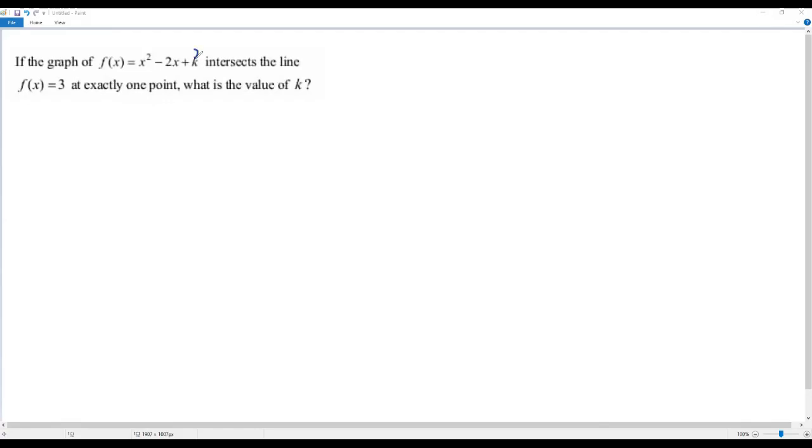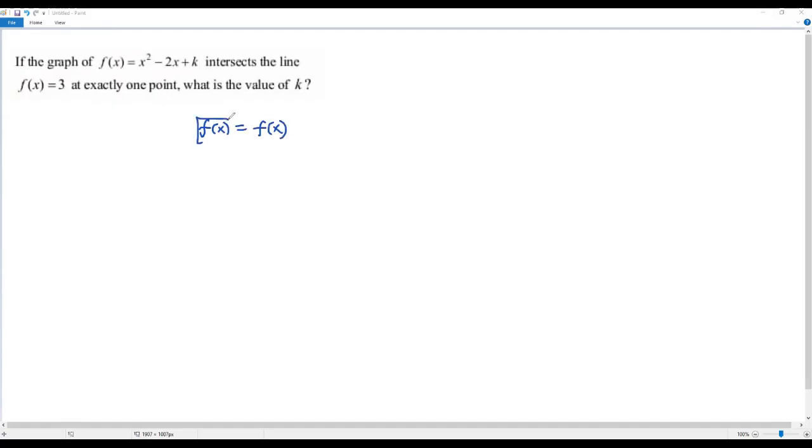Okay, here we have two equations and the graphs of these two equations intersect at exactly 1 point. So when I solve the given system of two equations, I'll be getting only one solution. Okay, now let me solve the two equations. For that, let me write f(x) = f(x).